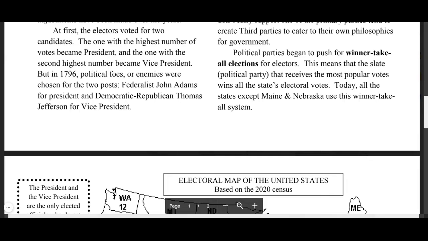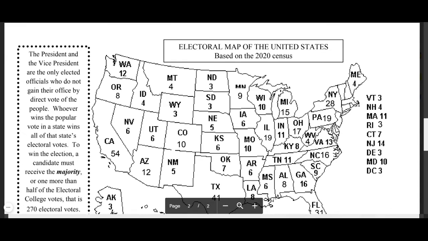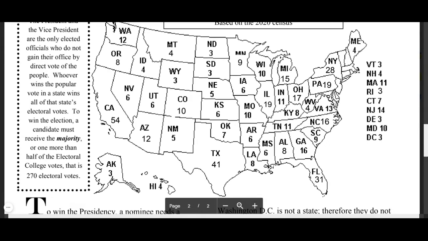Political parties began to push for winner-take-all elections for electors. This means that the slate of the political party that receives the most popular votes wins all the state's electoral votes. Today, all the states except Maine and Nebraska use this winner-take-all system. The president and the vice president are the only elected officials who do not gain their office by direct vote of the people. Whoever wins the popular vote in a state wins all of that state's electoral votes. To win the election, a candidate must receive the majority, or one more than half, of the Electoral College votes. That is 270 electoral votes.